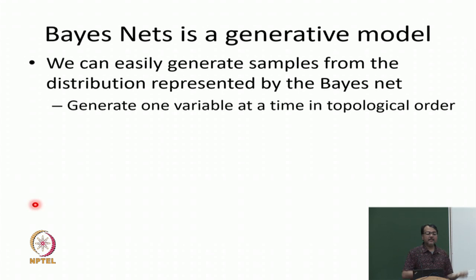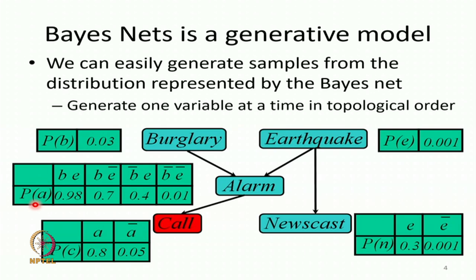And what is the algorithm? The algorithm is super simple: generate one variable at a time in topological order. That is it. Let us look at an example. We are going to use this running example: burglary, earthquake, alarm, and let us say John and Mary are not separate anymore, there is one neighbor who calls or does not call, and then let us say there is something on the radio or the newscast which tells you whether there was an earthquake or not. So, we are going to use this particular running example, and we are given these conditional probability tables.